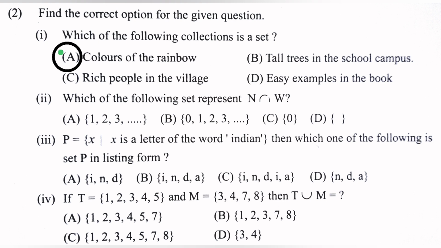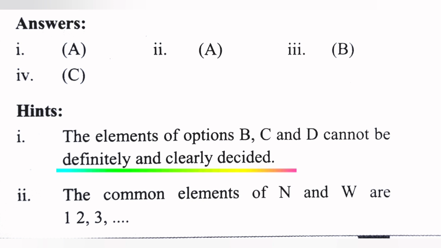Okay, so here colors of the rainbow, it is definite. For everyone, there are 7 colors. Tall trees, rich people and easy examples can differ from person to person.